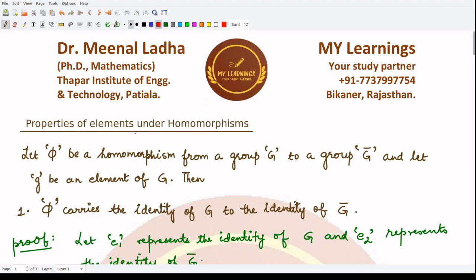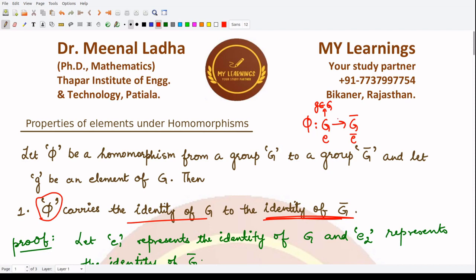In this video, we'll be studying the properties of elements under homomorphism, right? So we already know that if we define some mapping from G to G bar, then that mapping is a homomorphism whenever we have the operation preserving property, correct? Now we assume that from this group G, we take some small element g from this capital G. The first property tells us that this phi, which is a mapping, carries the identity of the group G to the identity of the group G bar, right? So if you take some identity here, it will map to some identity here. This is what it tells you.